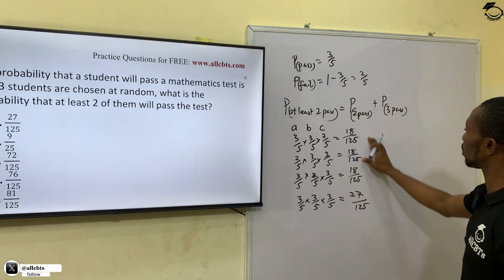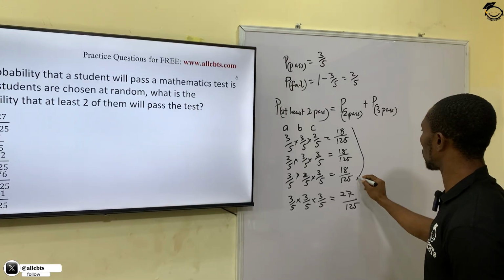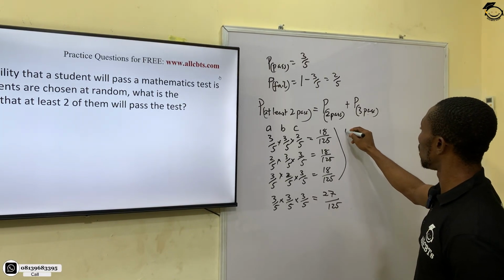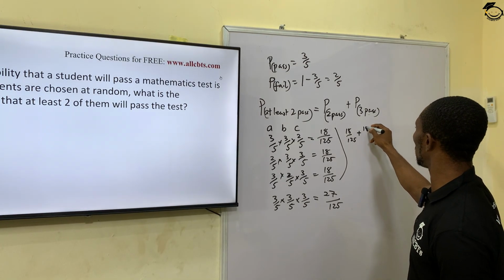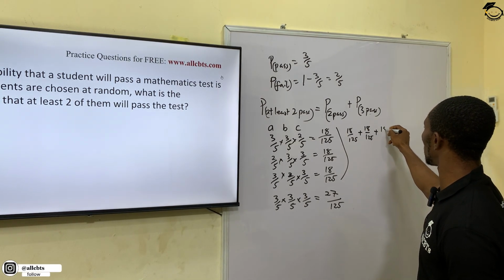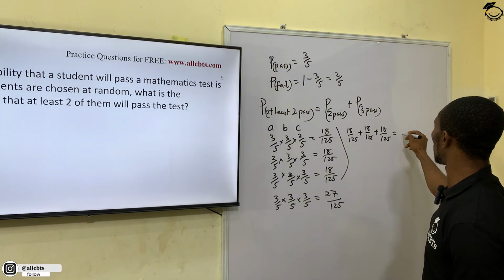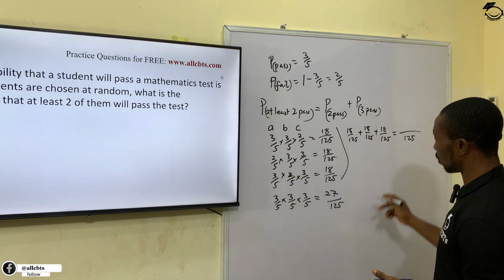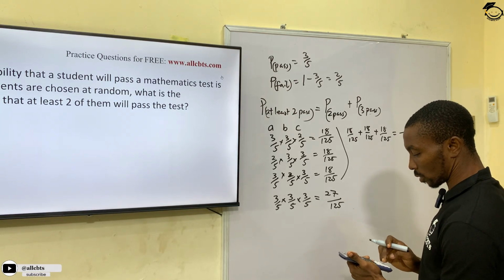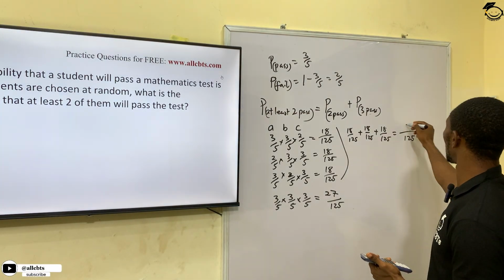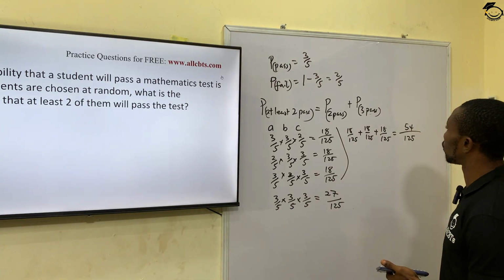Now bringing all this together, let's look at the total sum of these. It would be 18 over 125 plus 18 over 125 plus 18 over 125, which gives us 18 plus 18 plus 18 all over 125, which gives us 54 over 125.